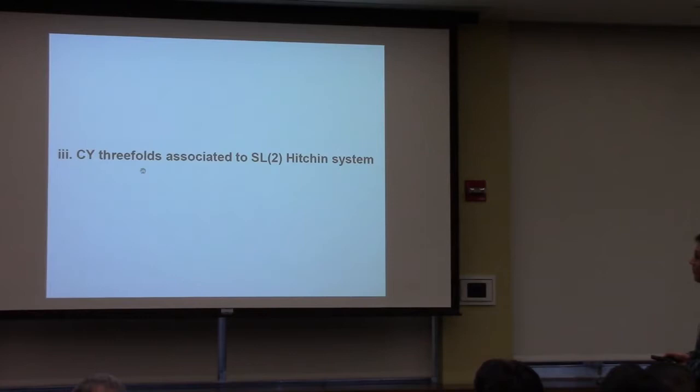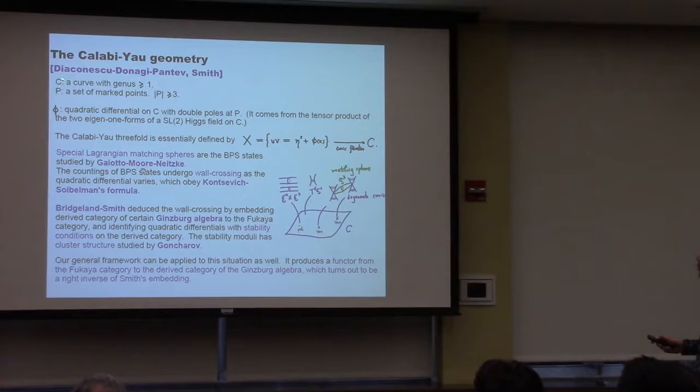Okay, and then the last geometry that I want to mention is the Calabi-Yau threefolds associated to the SL2 Hitchin system. They were constructed by Diaconescu, Donagi, and Pantev, and also by Smith, by considering modification at the poles. So the Calabi-Yau geometry, roughly speaking, is a conic fibration over this curve. The curve is parameterized by x. And the quadratic differential is coming from the tensor product of eigen-one forms of the Higgs field.